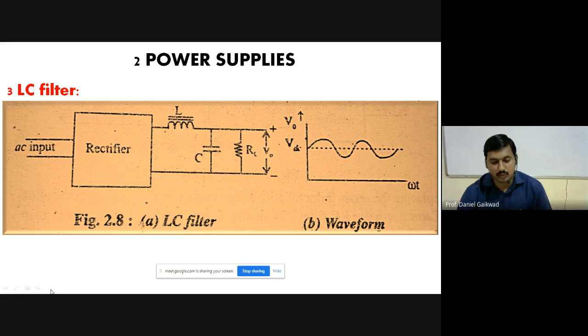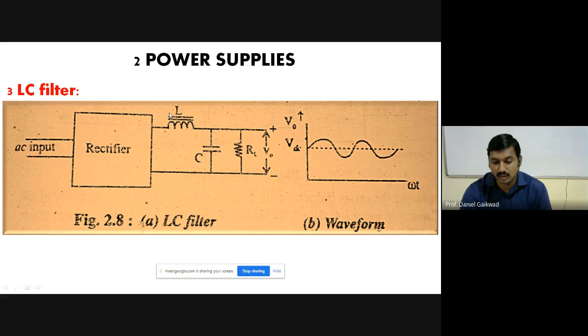Now check carefully the circuit diagram. The diagram consists of the AC input, which is from, suppose, the transformer. Then the transformer output is given to the rectifier circuit. We already learned the different types of rectifier: half wave rectifier, full wave rectifier, and bridge rectifier. These will be the rectifier block here. Now we have the important part, the filter circuit: inductor L and capacitor C. These two are called the LC filter.